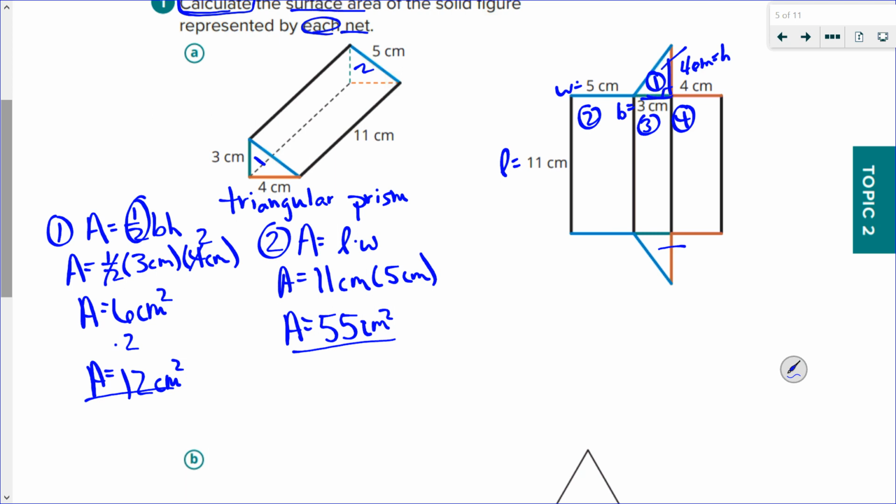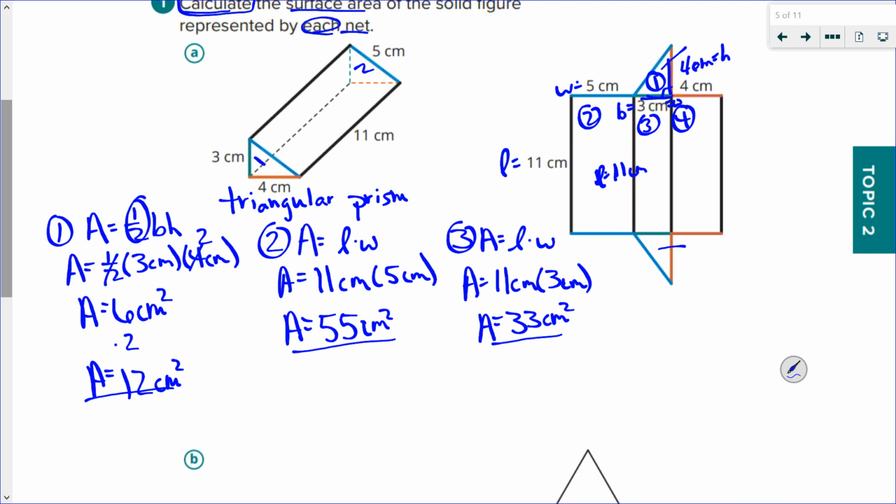My number 3 is another rectangle. So area equals length times width. This one's a little different. The 3 is now my width. My length doesn't change. It's still 11. So my L is 11. So 11 centimeters, but this time it's times 3 centimeters. Gives me 33 centimeters squared.